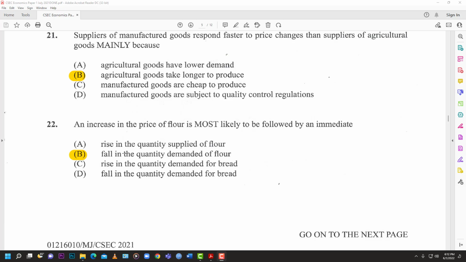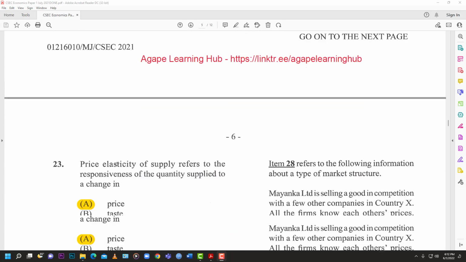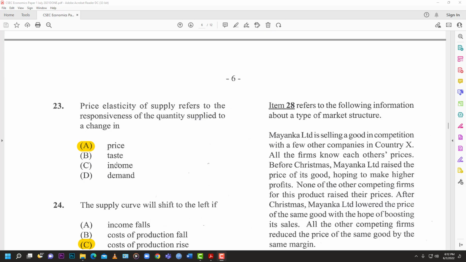As soon as you put the price up, come across, one time you can see that the demand will fall, right? So it's almost automatic. You just love supply and demand right there, playing out. Number 23, the price elasticity of supply refers to the responsiveness of quantity supplied to a change in... and the answer, written in the first part, is price.